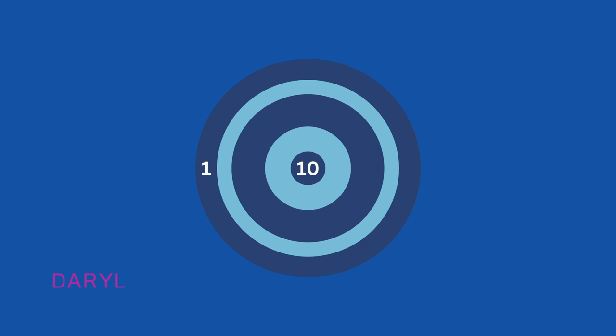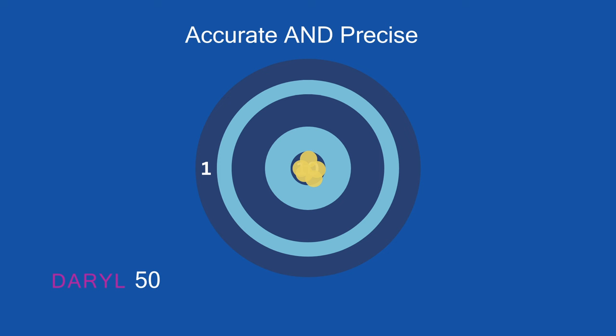Daryl can do both. He hits the bullseye every time, and within the bullseye, all of his darts are very close to each other. By hitting the target, he is highly accurate. By placing the darts all close to each other, he is very precise.